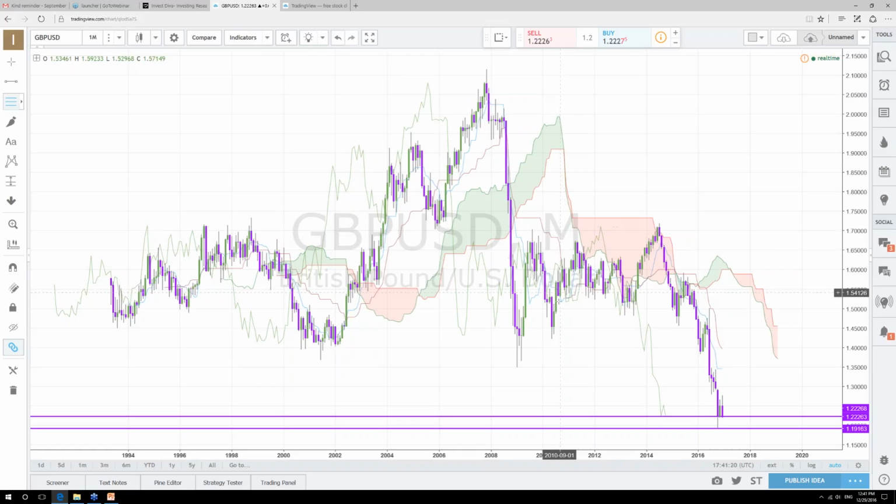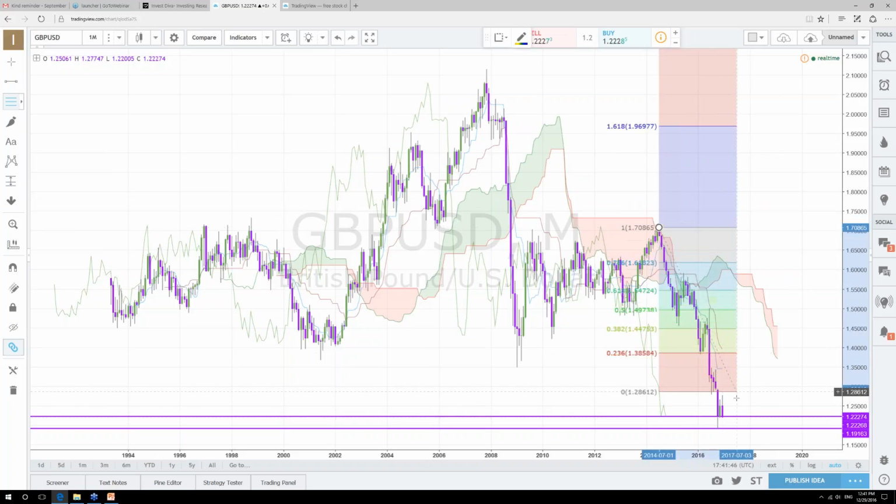It ranged between 171 and 144, and 144 for the longest time was our support. And then Brexit happened. So there's a good chance that if nothing further crazy happens, if another market crash or a recession happens, we could see another range trading coming up for pound dollar.